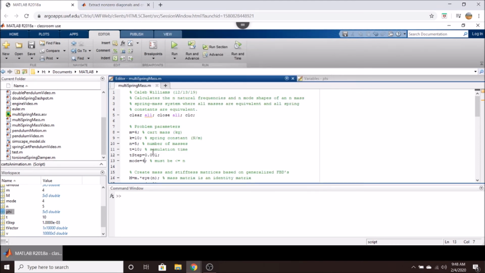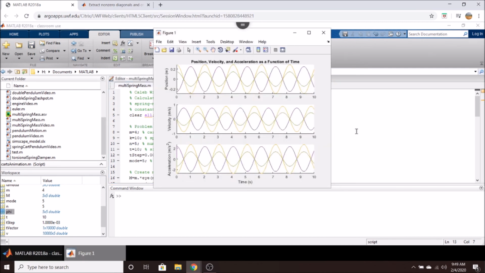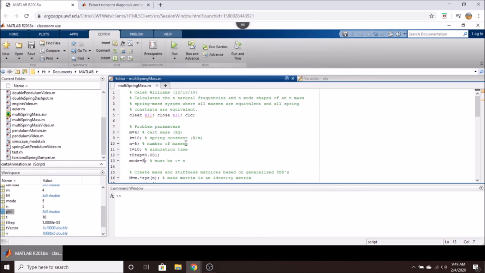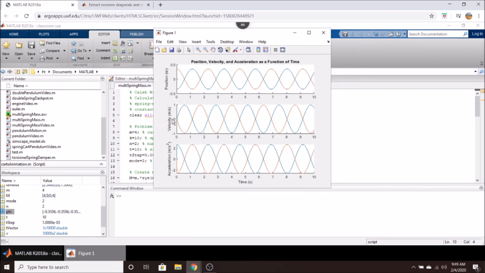We could change this to the 5th mode if we wanted to see what oscillation in mode 5 looks like. And you can see once again there's only 3 carts that are oscillating, or 3 different patterns of oscillation. And so we can do this for any number of carts, any number of modes, and you can take a look at what the position, velocity and acceleration looks like as a function of time.